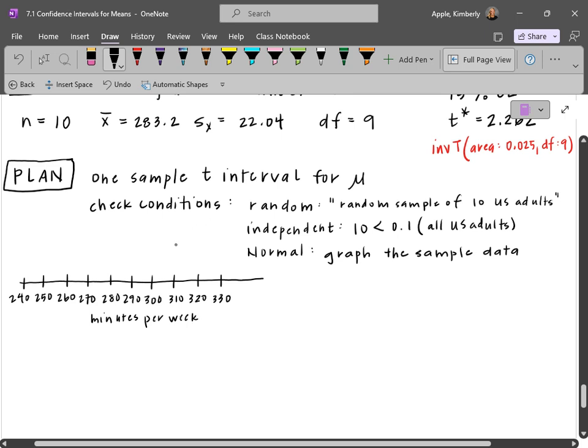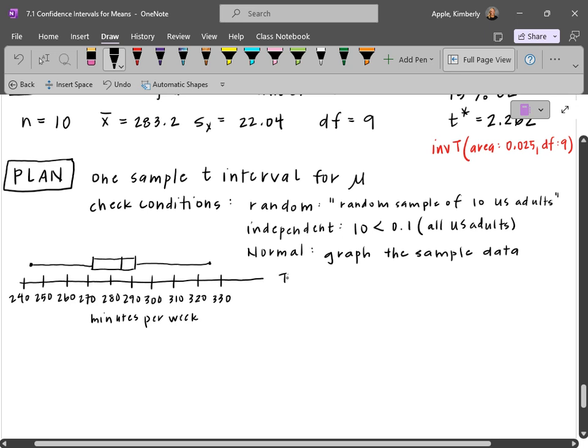And then remember, we use the minimum, which you can obtain from your single variable statistics. Q1, which is also in your single variable stats, the median, Q3, and then the maximum. Okay, so we're going to construct a box plot and see if there is any obvious skewness or outliers. Does it appear to be roughly symmetric? Yeah, roughly symmetric.